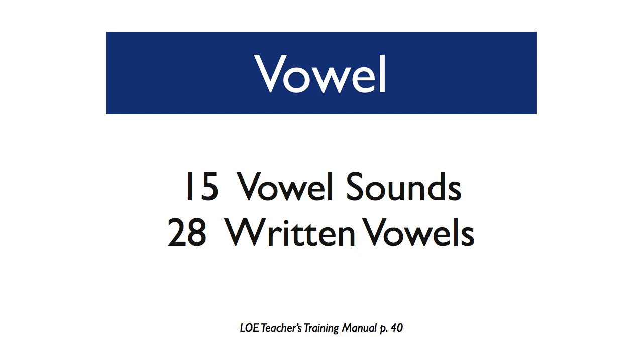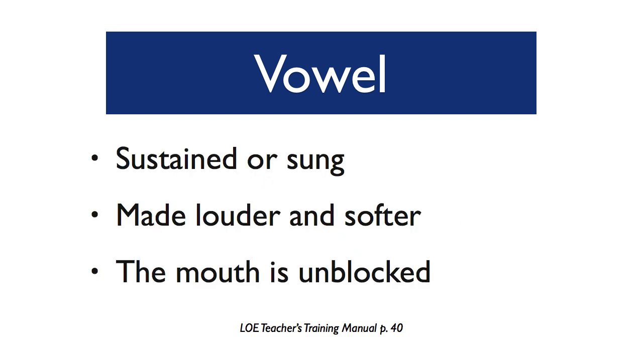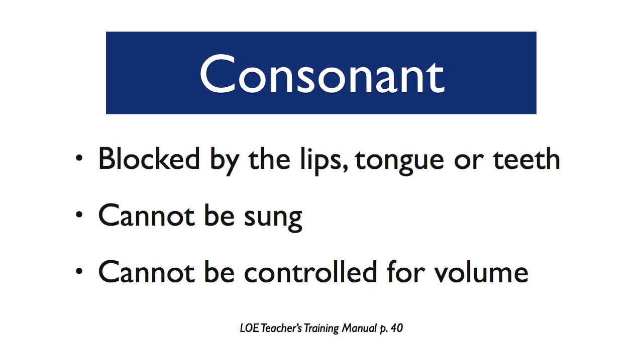And so what is a vowel linguistically? A vowel is a sound that can be sustained or sung. It can be made louder and softer. And your mouth is not blocked. It's open. It's not blocked by your teeth, by your tongue, by your lips. In contrast, a consonant is blocked by the tongue, by the teeth, by the lips. It can't be sung. It can't be controlled for volume.